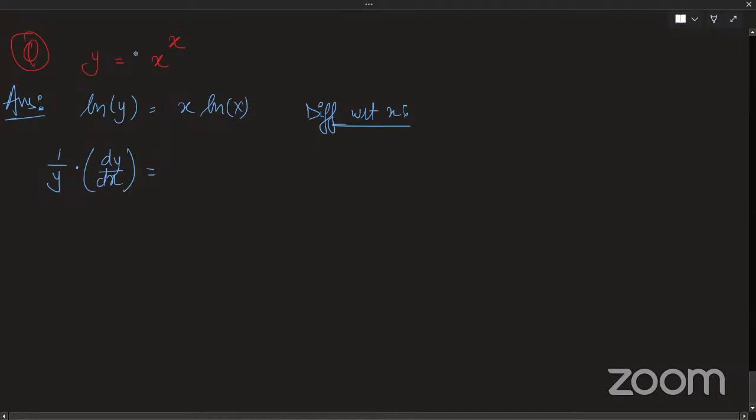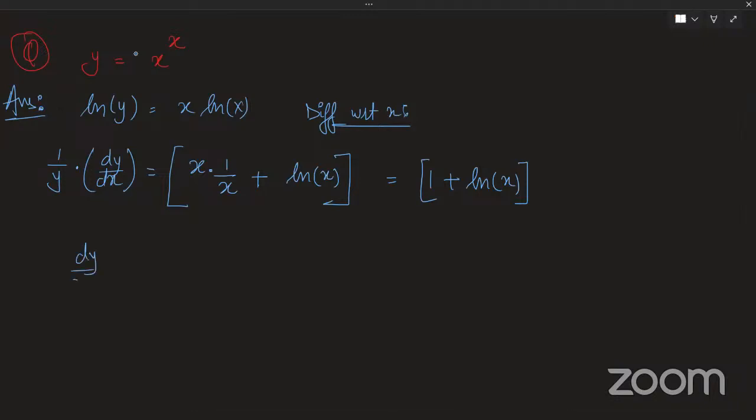So you have got a product of two functions, right? You keep the first function intact, differentiate the second function, plus you do the other way around: 1 into ln x plus x into 1 by x. So what will be the right hand side that I get? I'll get 1 plus ln x, right? Yes, sir. Great.